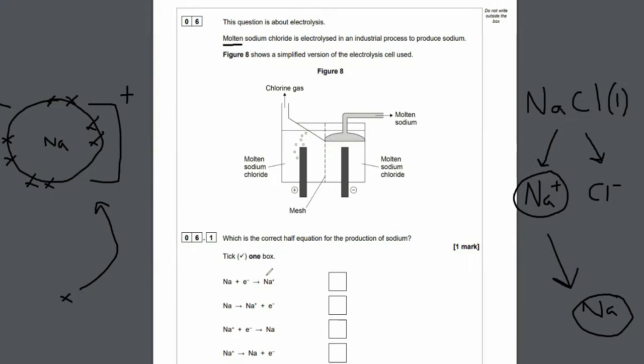And so the one that represents that is going to be Na+ + e- goes to Na. So we're adding an electron back to get rid of the positive charge and turn it back into sodium atoms or sodium metal. And that's the correct answer.